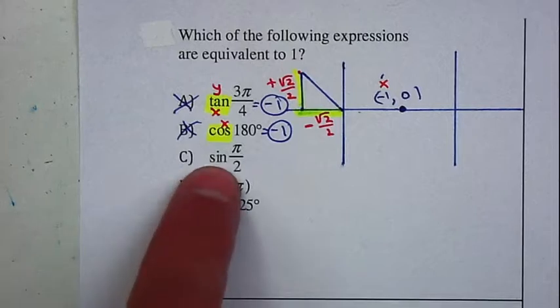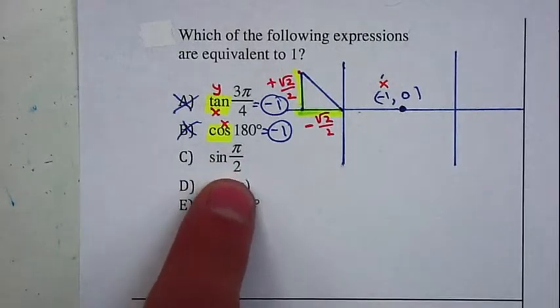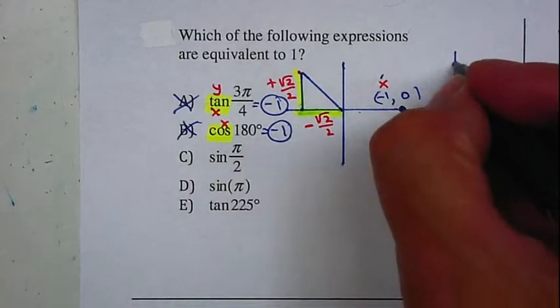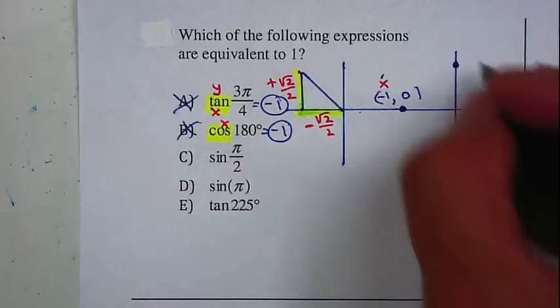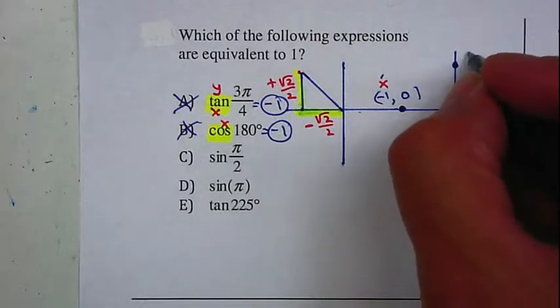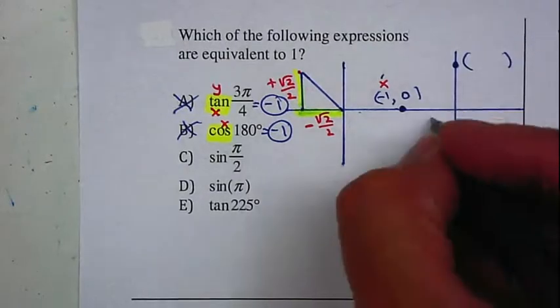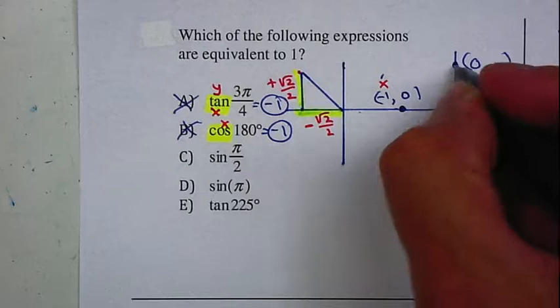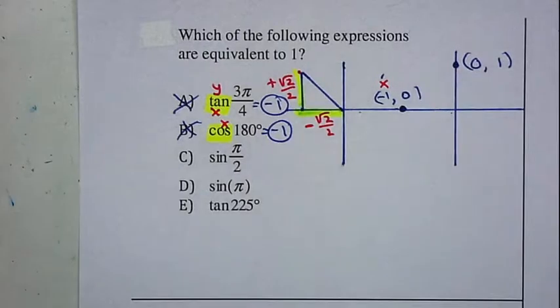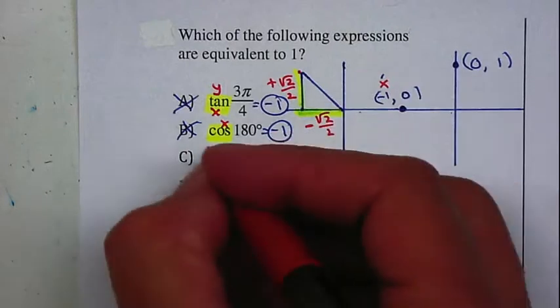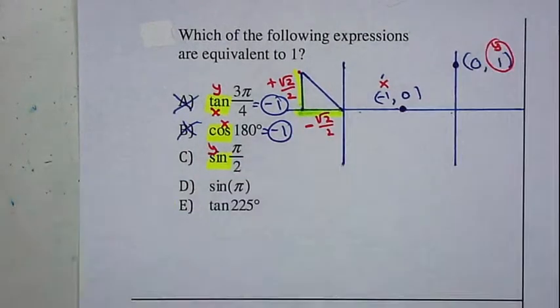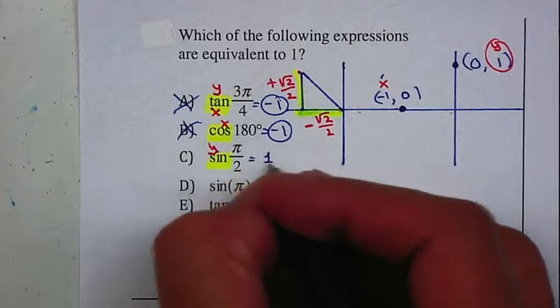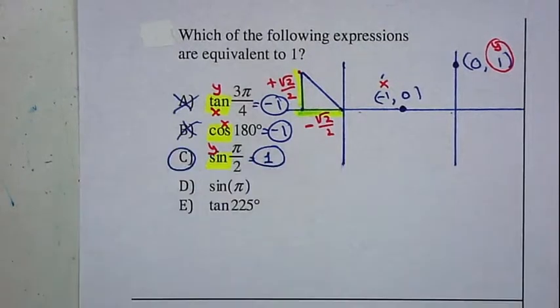Letter C, sine of pi over 2. Your pi over 2 is your 90 degree. It's located up here. I'm going to use this graph. And since it lands on the y-axis, I need to think of the coordinate of that point, which is 0, comma, up 1, positive 1. Sine, is that my x or my y? Sine is my y value, and my y value is 1. So therefore, C is an answer.